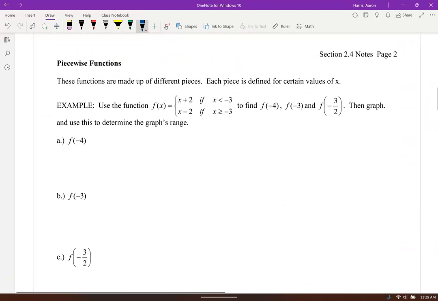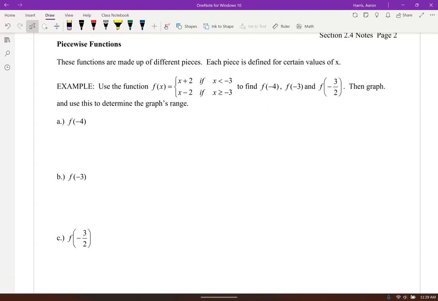And that'll kind of help us out with piecewise defined functions. So piecewise defined functions are simply functions made up of two or more functions. For example, here's the first one. f of x equals x plus 2 if x is less than negative 3, and f of x equals x minus 2 if x is greater than or equal to negative 3.